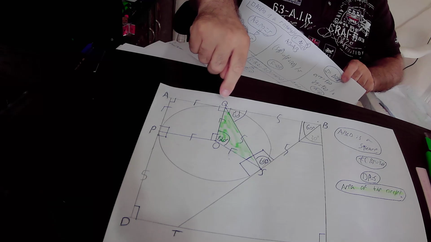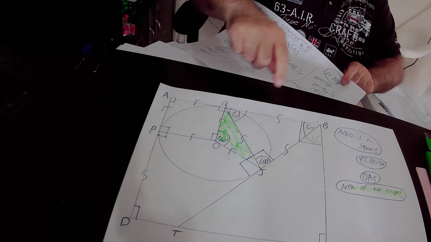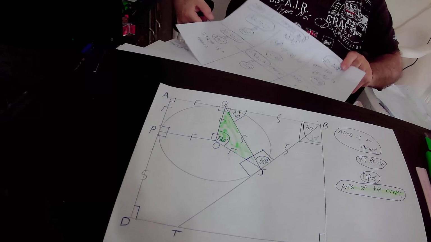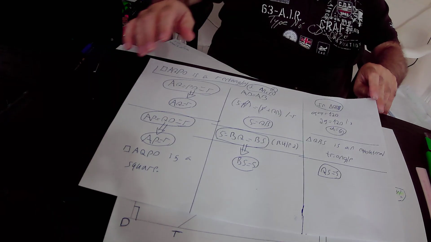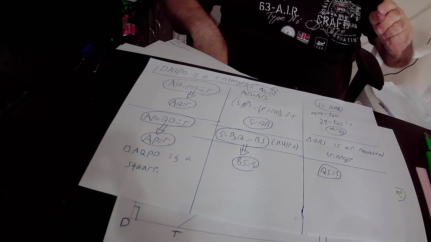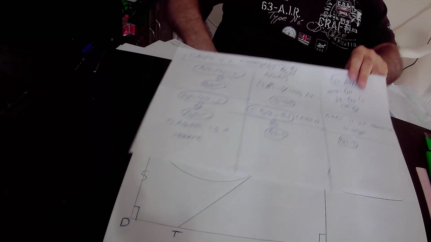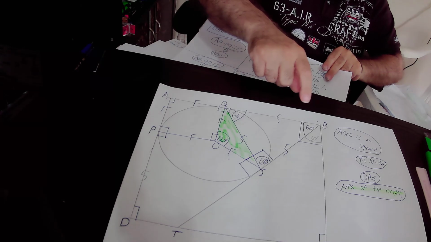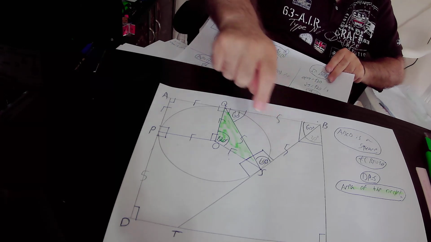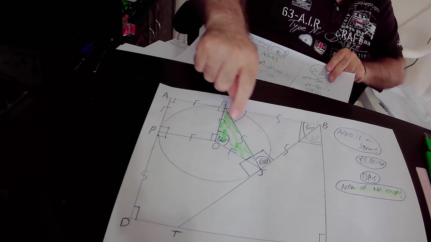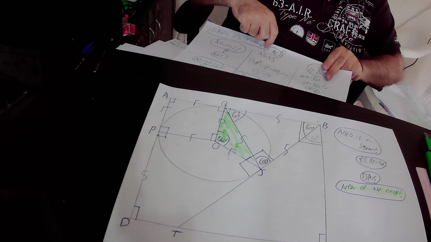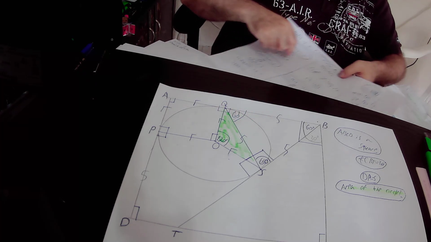So in triangle QBS, we have three angles that are all equal to 60 degrees. Therefore, triangle QBS is an equilateral triangle. And we know that all the sides of an equilateral triangle are equal to each other. That is to say, side QB equals 5, side BS equals 5. Therefore, the missing side, side QS, must also be equal to 5 units.